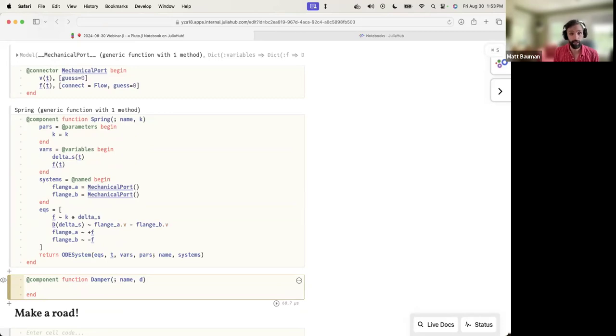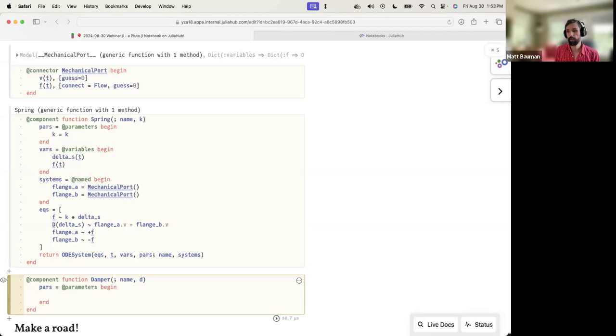We're just going to mirror the above definition exactly. So we have pars, our parameters, where we begin and end, and we define, and this is just our D. Remember, that's what we passed through. Our vars, we have our variables, begin and end, and in this case, what does our flange care about? It's a little bit simpler, right? All it cares about is the velocity and the force. We don't need to worry about the displacement in this case.